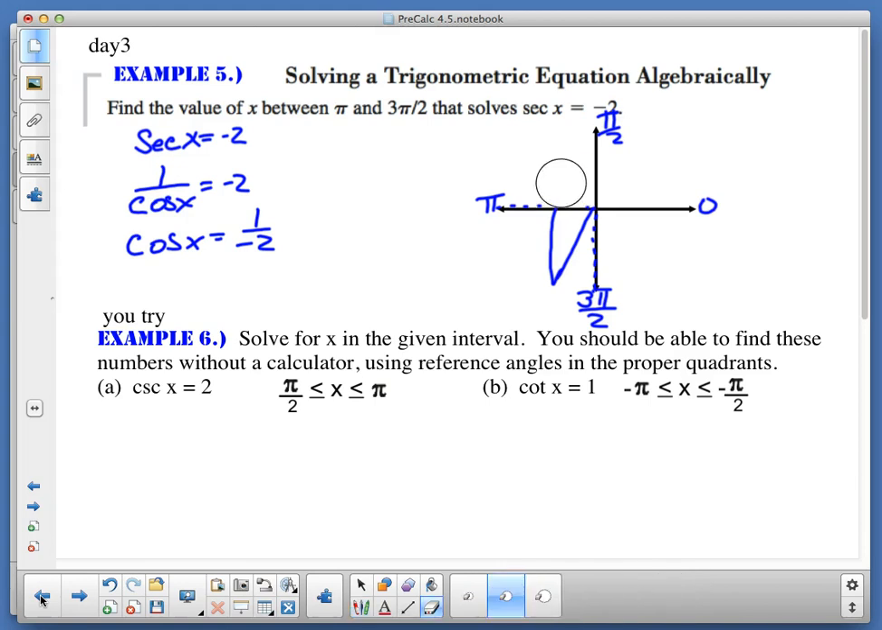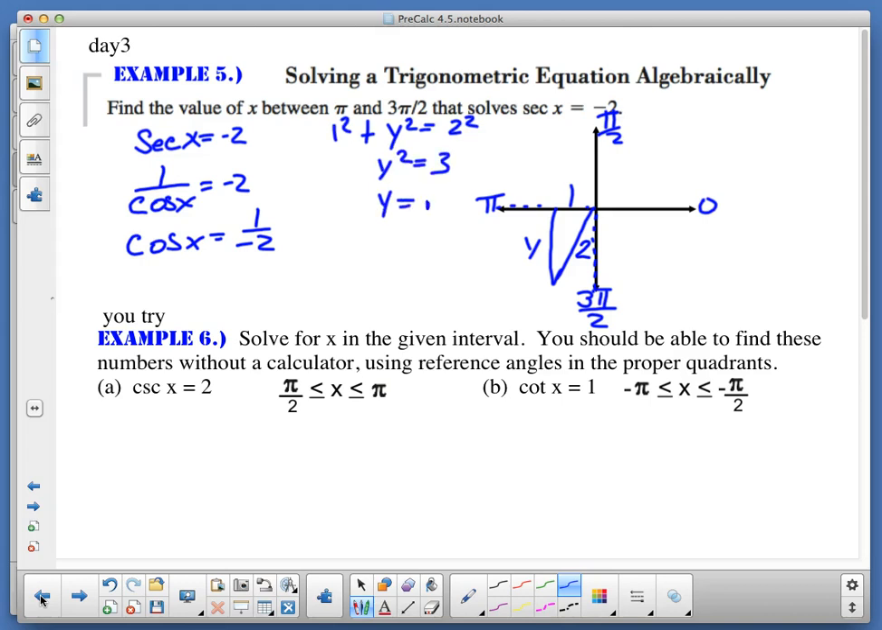I'll just do it this way. This will be fun. You guys will see it. This is 1, this is 2. For those folks that aren't remembering the unit circle, let's talk reference triangle for a second. I've got 1 squared plus whatever that is, we'll call that y squared, equal r squared, 2 squared. Well, that's 1. Y squared must therefore be 3. Y must be the square root of 3.